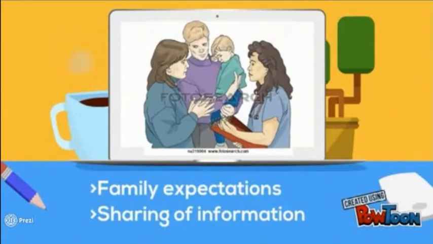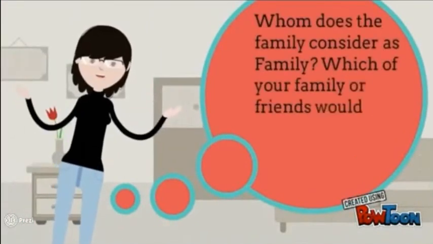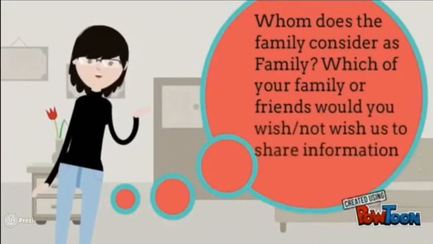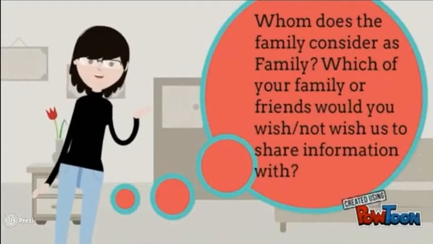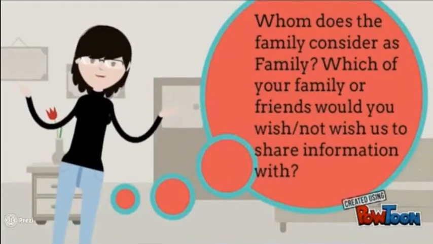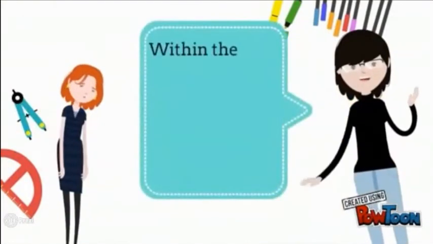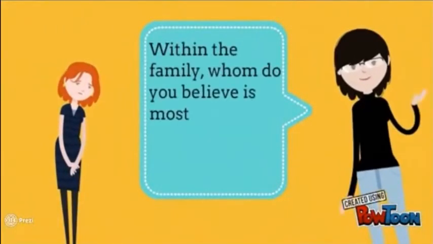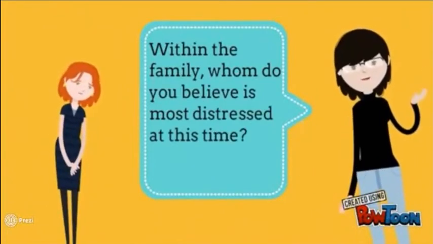Within the family meeting with the De La Cruz, useful identified relevant key questions to ask are: whom does the family consider as family? Which of the family or friends would you wish or not wish to share the information with? Rationally, the family identifies family type, members, roles of the family, key alliances, resources, and conflicts. The next question is: within the family, whom do you believe is most distressed at this time? This can help to identify those with the greatest need of support and interventions.